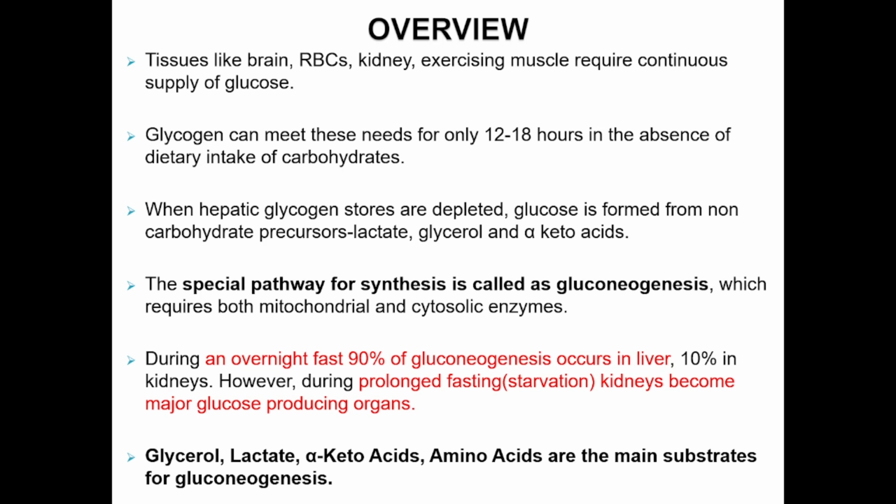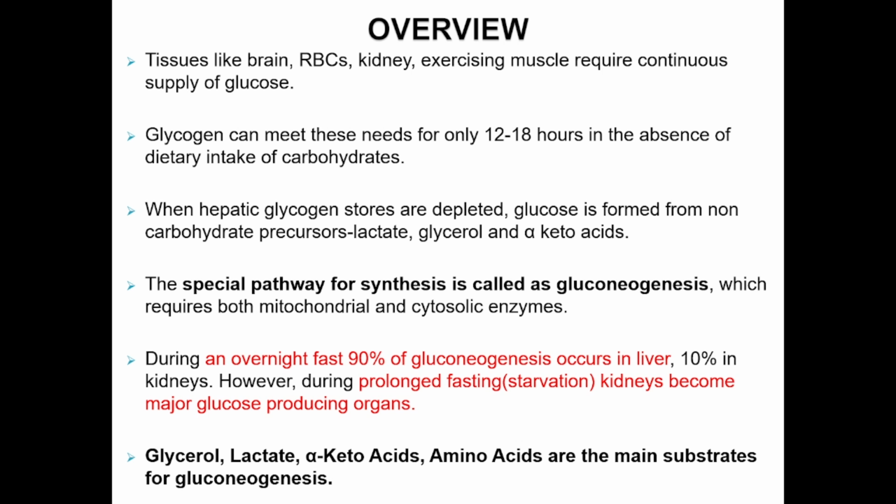Okay, when we eat, the glucose will be available. It will come from the digestion of carbohydrate, which flows through the portal vein to the liver. So everything will be fine. But what if we don't eat? If we fast, what will happen to those tissues? Brain, RBCs, kidney, and exercising muscle. What will happen to them?